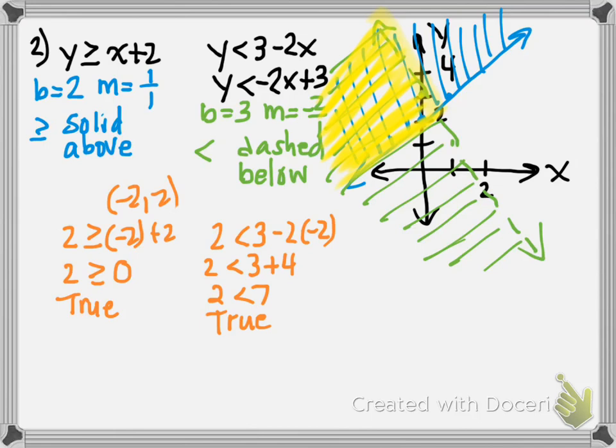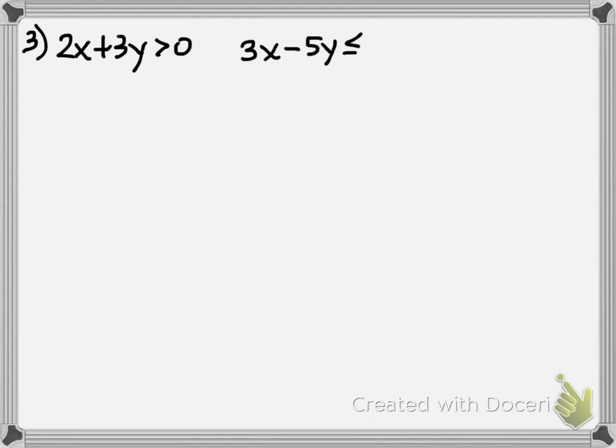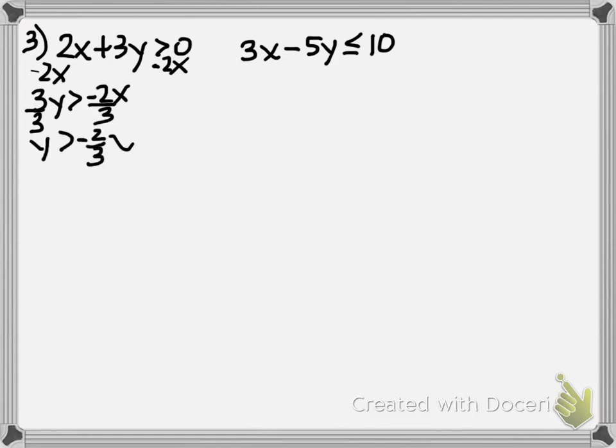All right, and then we have one more to do, and it's going to require the most amount of work because the equations are not going to be written in slope-intercept form, so we're going to have to get them into that. So the first one is 2x plus 3y is greater than 0. The second one is 3x minus 5y is less than or equal to 10. So in both cases, we're going to solve for y. So it gives me 3y is greater than -2x, divide by 3, and we have y is greater than -2/3 x.